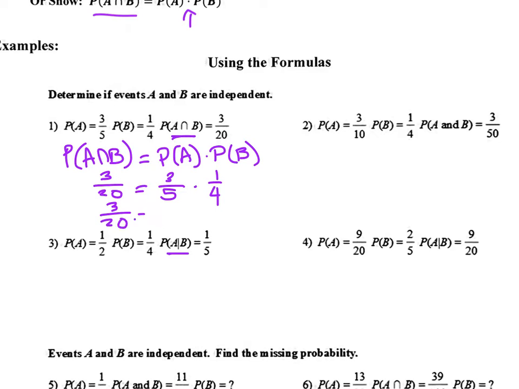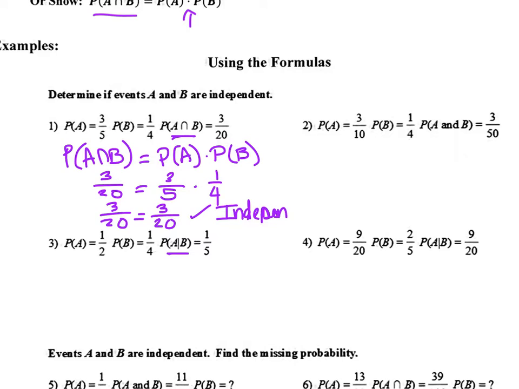If you feel better, you can write it as a decimal. Doesn't really matter if you like that. But multiplying fractions is no problem. You multiply the tops, you multiply the bottoms. So 3 over 20 is equal to 3 over 20. So these two events, A and B, are independent. I totally spelled that wrong. Whatever, that's good enough. You get the idea.